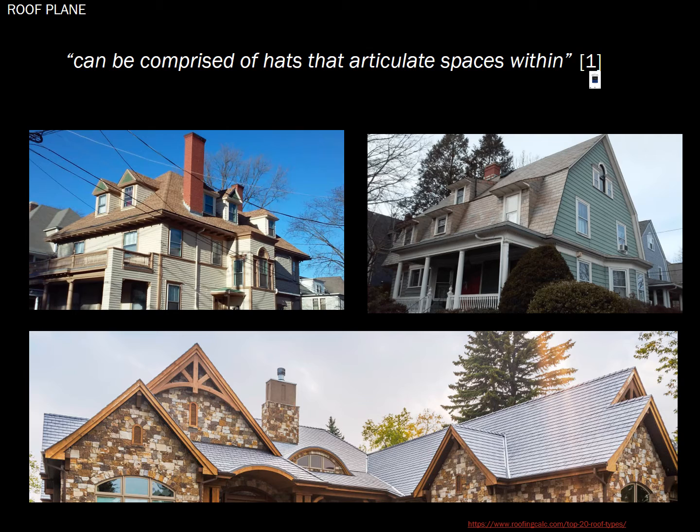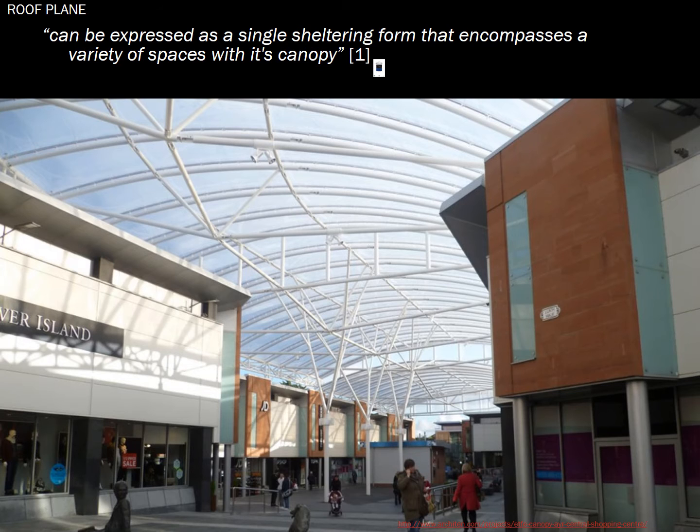Roof plane can be considered like a hat on the building, articulating the space underneath. It can be expressed as a single sheltered form that encompasses a variety of spaces within the canopy. So this is common. You don't see this in the United States much. We stayed in Kyoto for a couple of weeks, my son and I, and this is a common thing to do in Japan. You just declare a street a shopping street, no cars, put an overhead roof over it, and you've got essentially a mall.